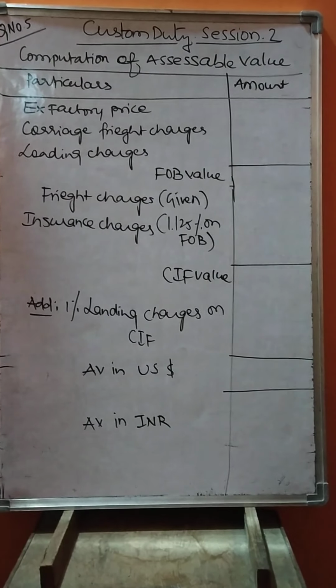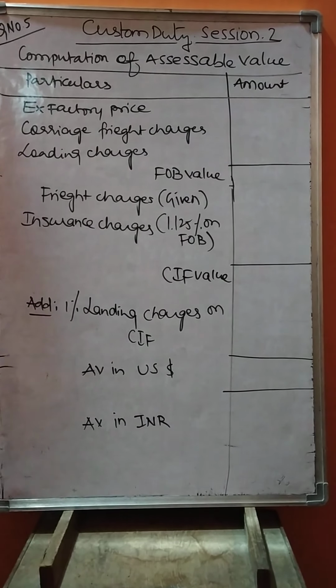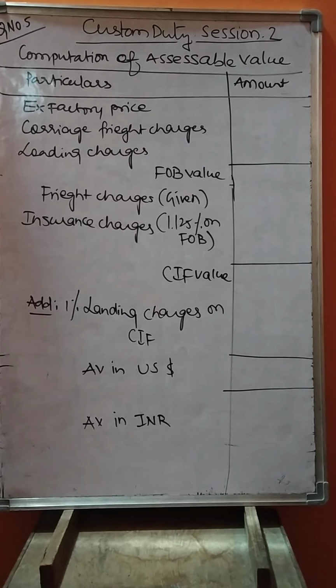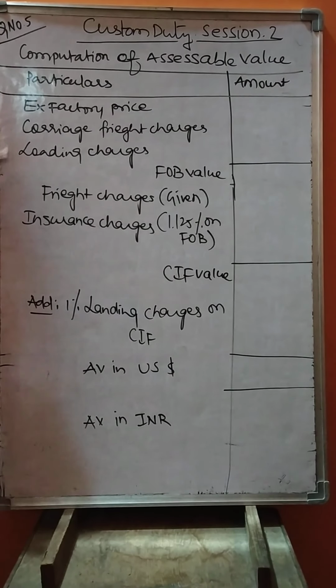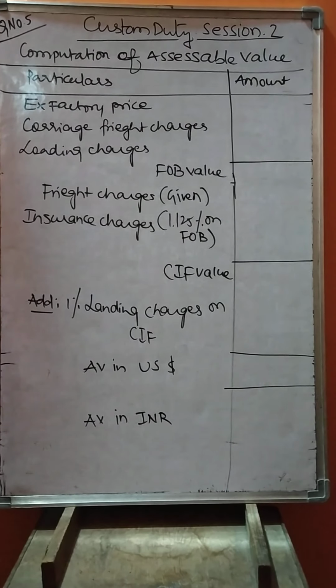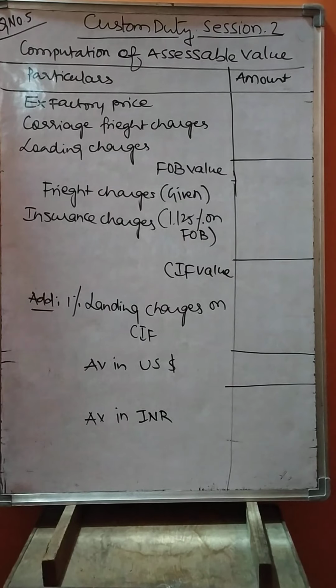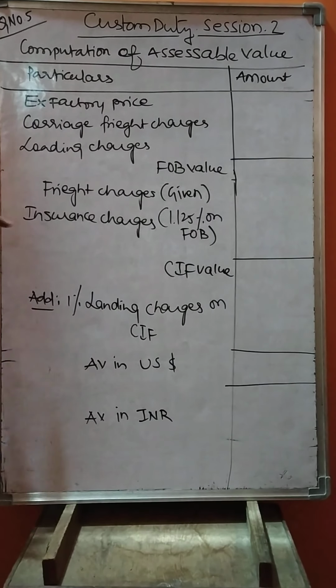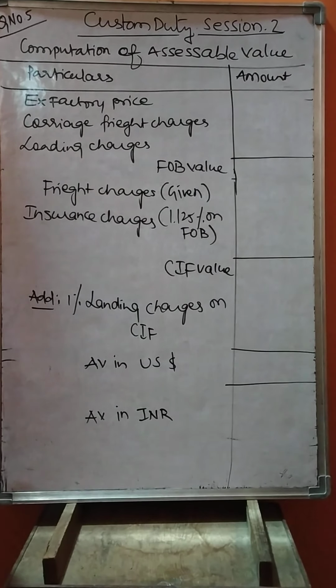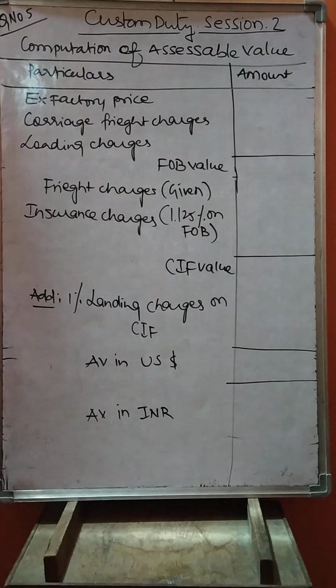Cost of machine, ex factory value is given, so we are taking that. Carriage and freight up to shipment, it is also taken. Charges for loading, that is also taken. Buying commission, we are not taking in the determination of FOB value. Freight charges to Indian port will be taken. Insurance charges paid but not available. Whenever insurance charge details are not available, we need to consider 1.125% on FOB value.